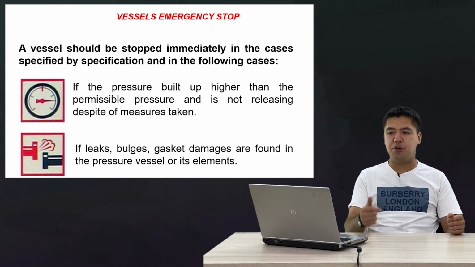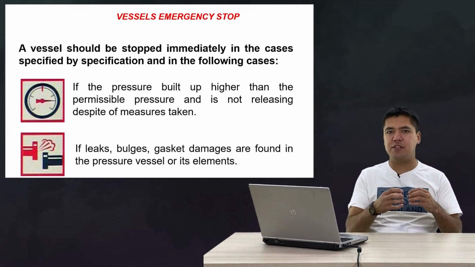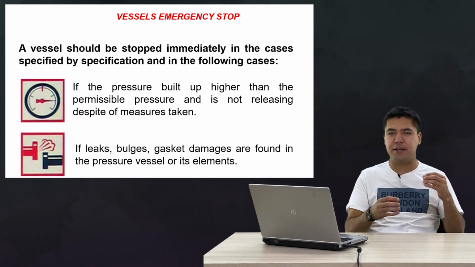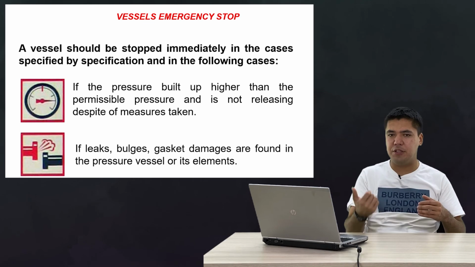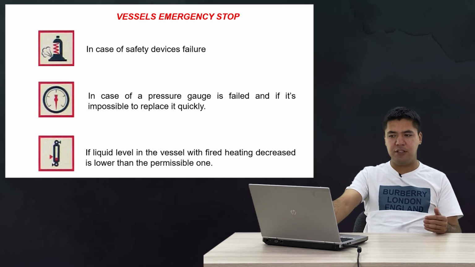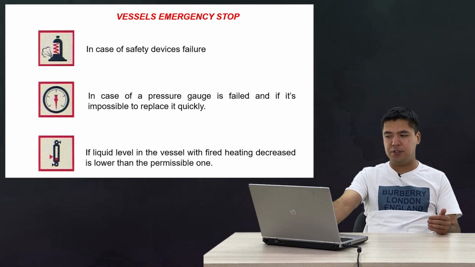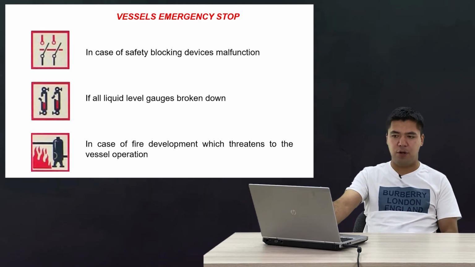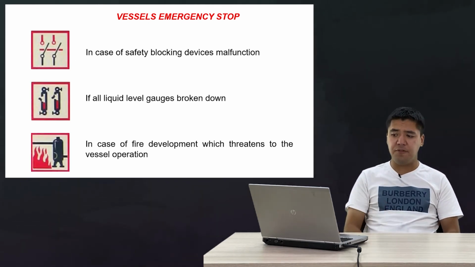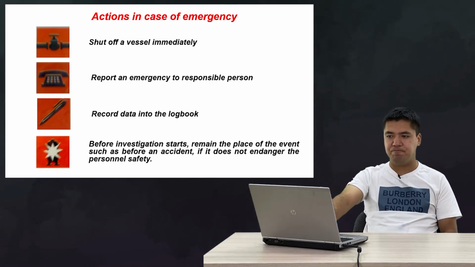First of all, if the pressure builds up higher than the normal nominated working pressure, or if the pressure vessel connections are disconnected by different impacts, for example internal or external pressures. Then in case of safety device failure, in case the pressure gauge has failed or is not inspected, and if the liquid level in the vessel with fire heating decreases lower than the permissible one. And if a fire happened, for example an explosion, we need to stop the job and go to the muster area. And what shall we do if an emergency situation happens?